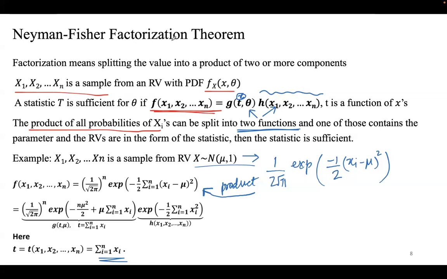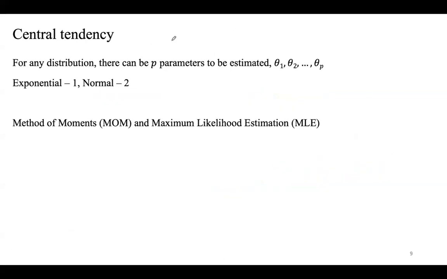So this is how we are doing the factorization. And we will see some examples later on. Okay, fine. So this ends one aspect of estimation of parameters. But now there are two more ways in which the parameters can be estimated. So we will take a look at the method of moments and the maximum likelihood estimation.